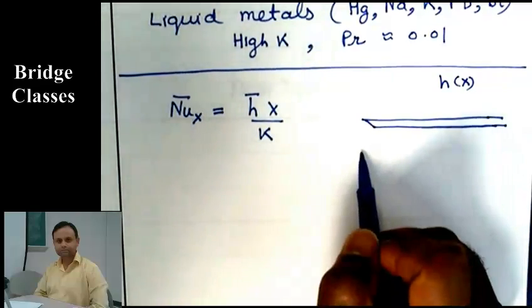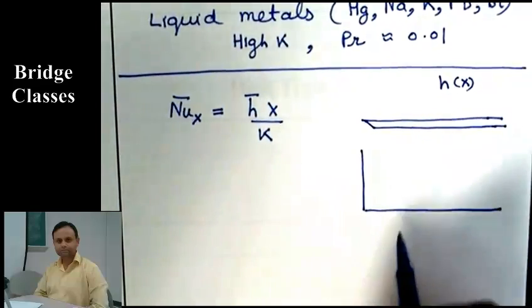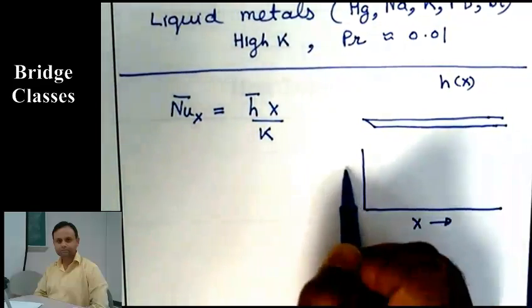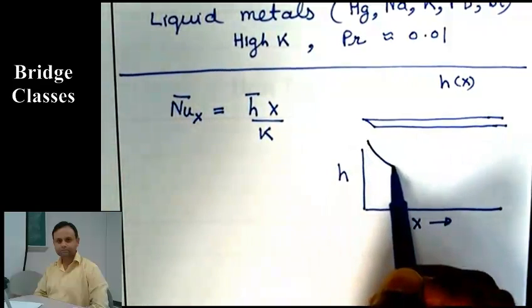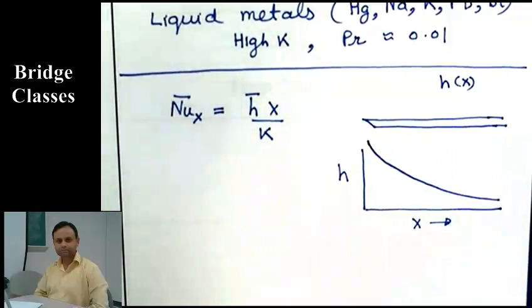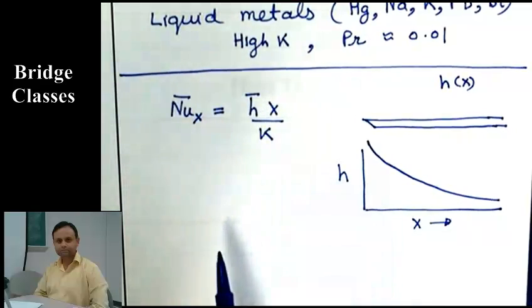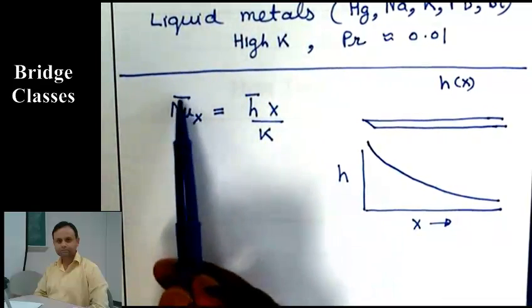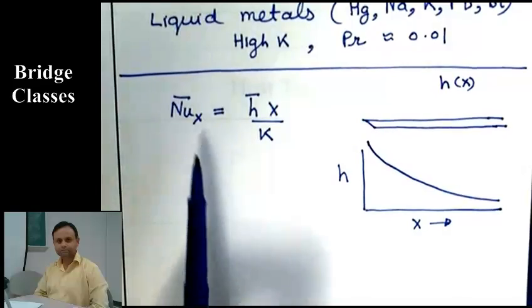And in the last class I discussed, if you consider this is just a laminar boundary layer, then in the x direction, this local convection coefficient varies. It is very large here and then it decreases. That is the local convection coefficient. But now we are defining an average convection coefficient, and based on that, we have an average Nusselt number, h bar x over k.